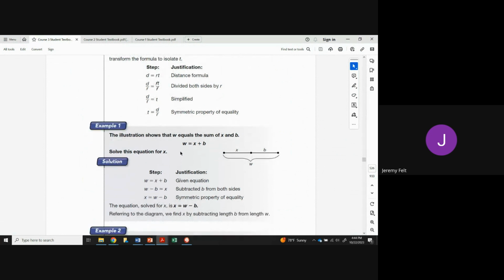In this example, if we have W equals x plus b, and we want to solve it for x, I'm going to get rid of this positive b. We're adding, so I'm going to subtract. So x plus b minus b is just x plus 0, or just x by itself, and then if I did it to the right side, I have to do it to the left, so minus b, so we end up with x equals W minus b.